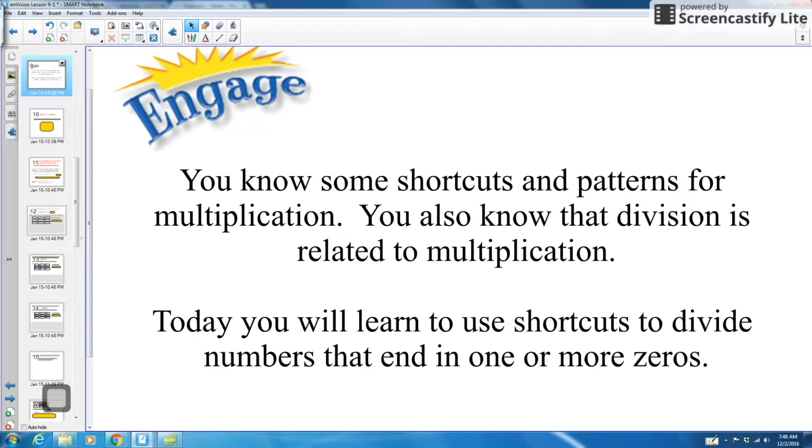All right, boys and girls, we are going to be starting topic 9, which is going to move away from some multiplication and into division, but we're going to use some of those same shortcuts and patterns that we use for multiplication to help us solve some of our division problems in this topic. We are going to learn to use shortcuts to divide numbers that end in 1 or more zeros, so multiples of 10 is what we're going to be focusing on in today's lesson.